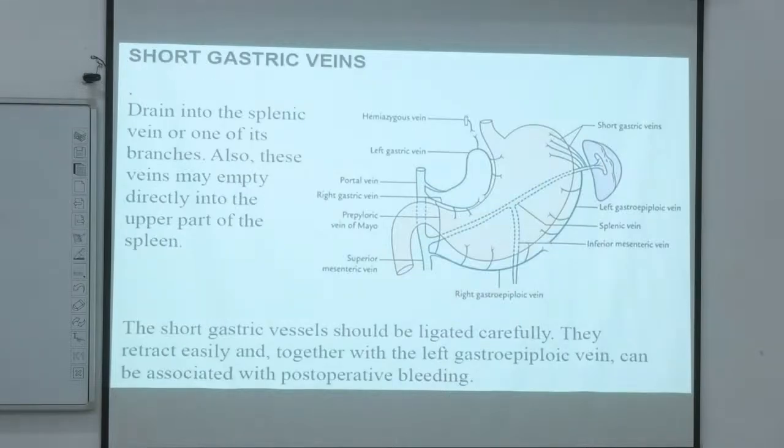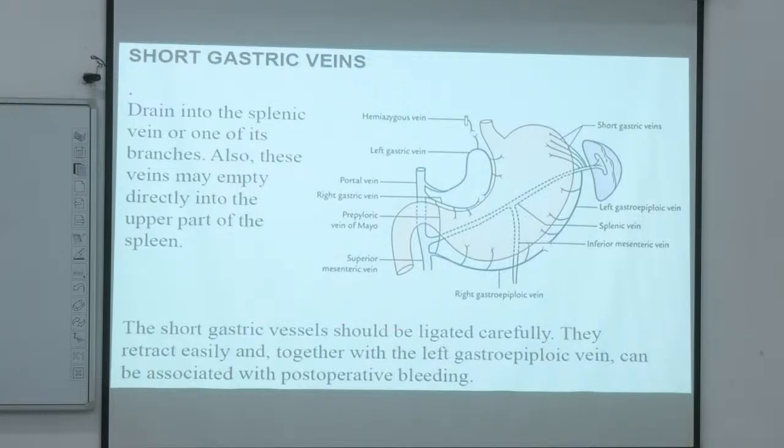Next is short gastric veins. They drain into the splenic vein or one of its tributaries. You see, these are the short gastric veins. Also, these veins may empty directly into the upper part of the spleen.